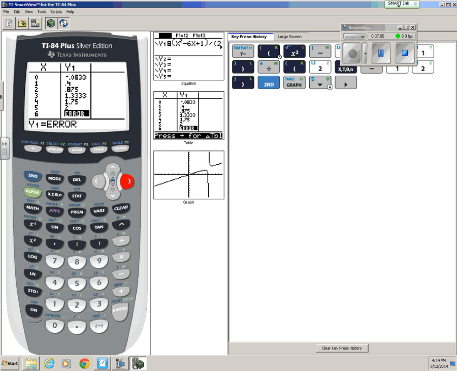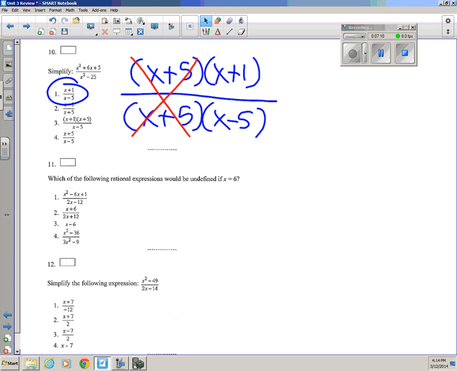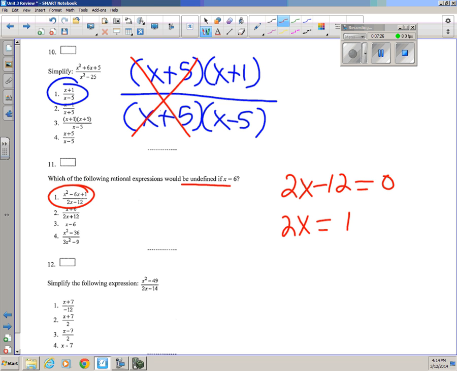It doesn't work. Well, that was easy enough. I didn't have to do anything. I plugged it into the calculator. I guess I sort of got lucky that number 1 is the right answer. But here's really what ends up happening. Remember, undefined means the denominator can't be equal to 0. If I take that first denominator, 2x minus 12, set it equal to 0 and solve, I add 12 to both sides, divide both sides by 2, and that's exactly what they were asking you for. You would do that with every single equation to find out which one gives you x equals 6 when set equal to 0, and there's your answer.